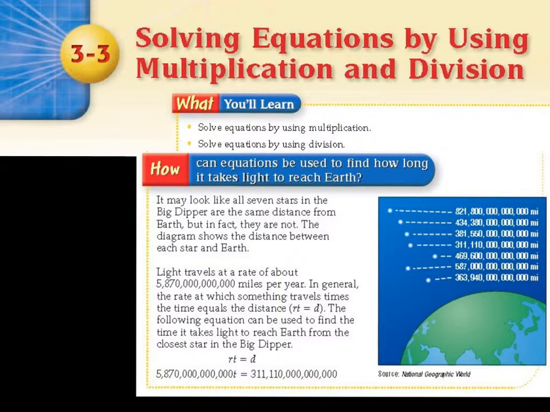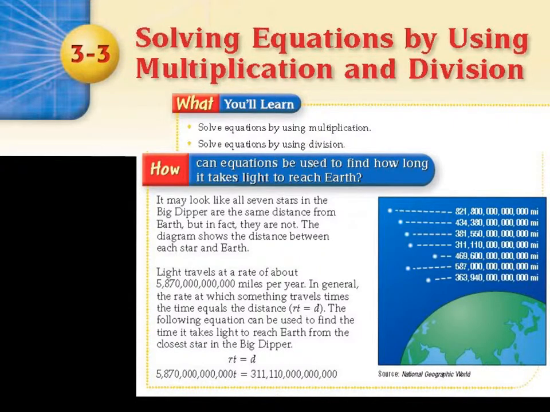It may look like all 7 stars in the Big Dipper are the same distance from Earth, but in fact they are not. The diagram shows the distance between each star and Earth. Light travels at a rate of about 5,870,000,000,000 miles per year. In general, the rate at which something travels times time equals the distance. So that's an equation we'll use a lot. Rate times time equals distance.